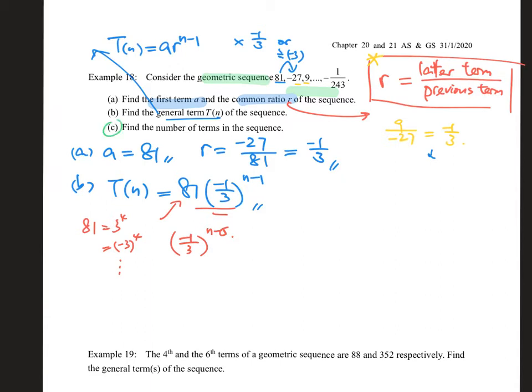Last, it seems like there's a harder question over there. It's asking you how many terms are there in the sequence. So what does that mean? Now you see that 81 is the first term, -27 the second one, 9 is the third one. Now the last number will be -1/243.